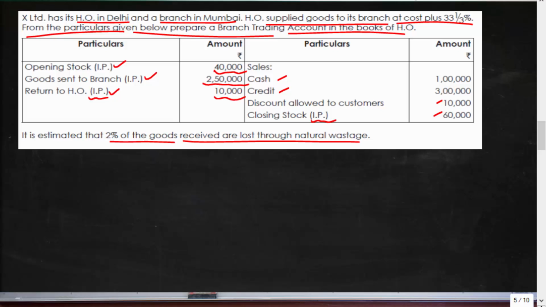And what are you asked to prepare? You are asked to prepare branch trading account only. That is, we need not get into branch P&L. It is sufficient if you just prepare the branch trading account.